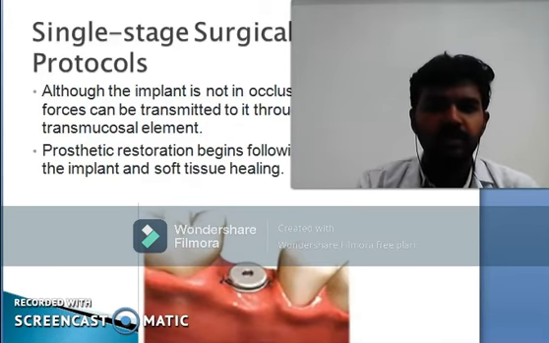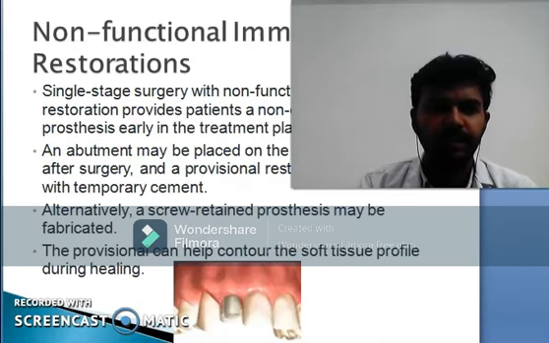Although the implant is not occluding, some forces can be transmitted to it through the exposed transmucosal element. The prosthetic restoration begins following the osseointegration of the implant and soft tissue healing.